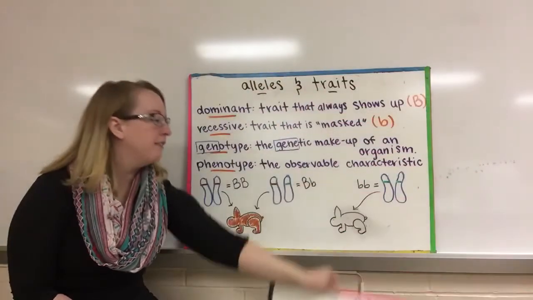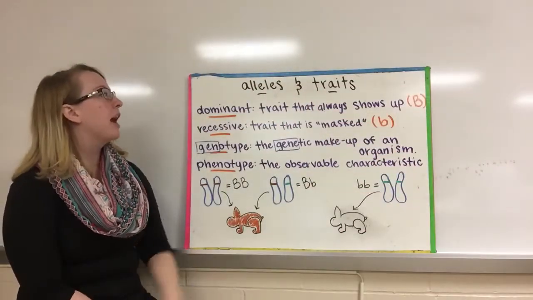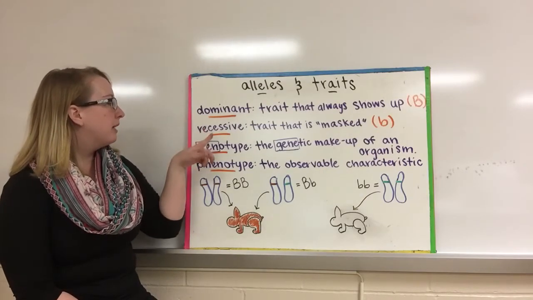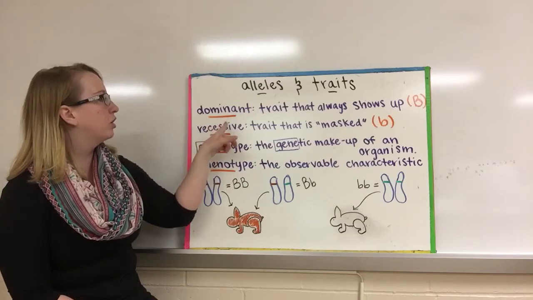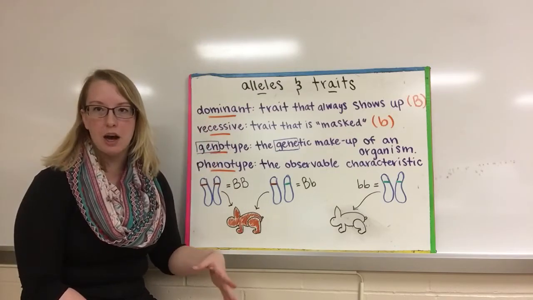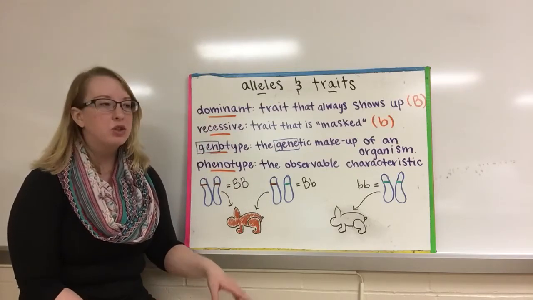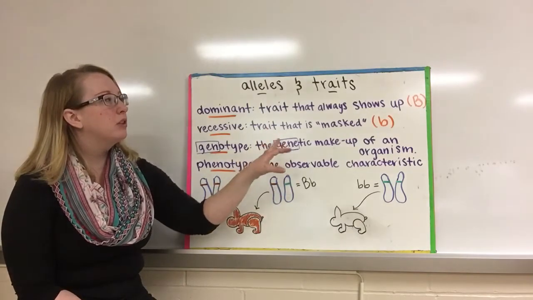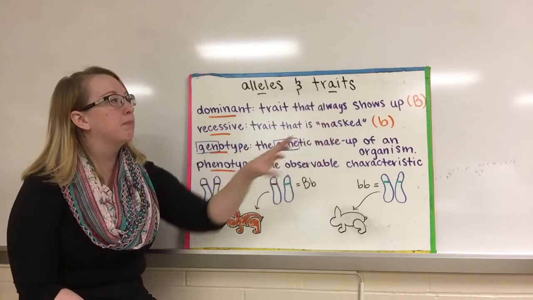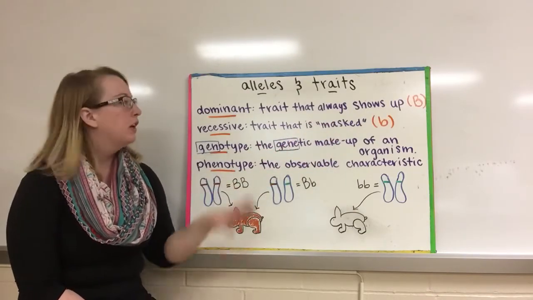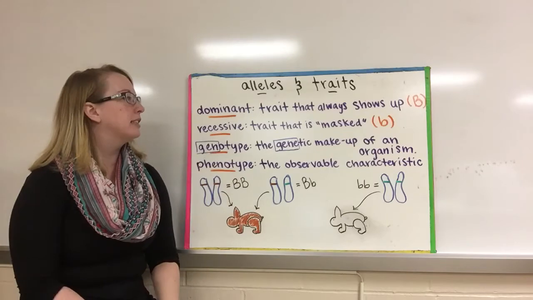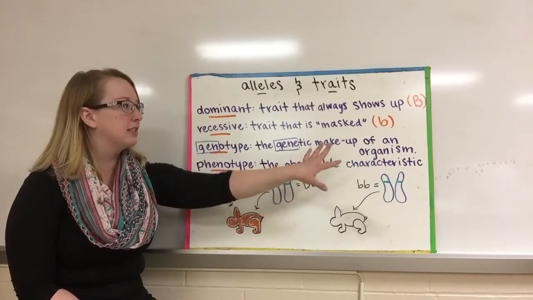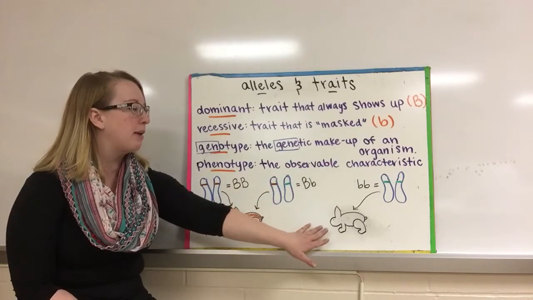So, diving a little deeper into that, we have alleles and traits. There is a dominant trait, which is the trait that always shows up. It's the trait that you always see. So for my example would be the brown fur. And that is typically shown with a capital letter. And then the recessive is the trait that is masked or covered up, and that's typically shown with a lowercase letter. So for my example would be the rabbit with the white fur.